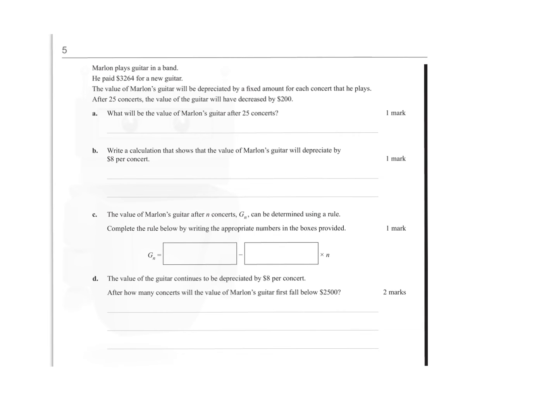Okay, Marlon plays a guitar in a band. He's paid $3,264 for his new guitar. The value of Marlon's guitar will be depreciated by a fixed amount each concert he plays. So this is another way of saying unit cost depreciation.